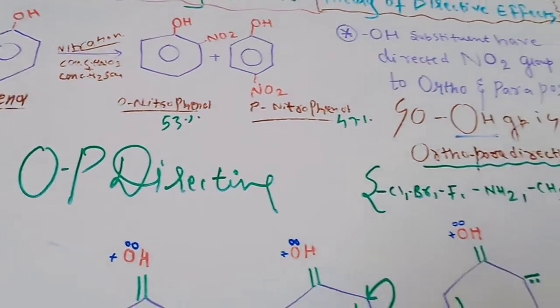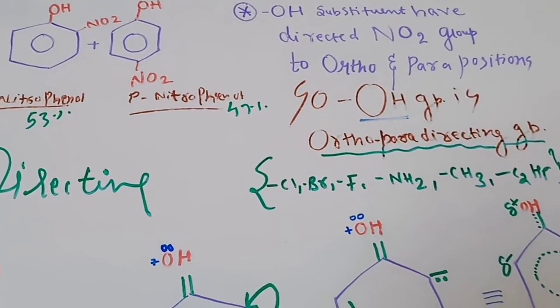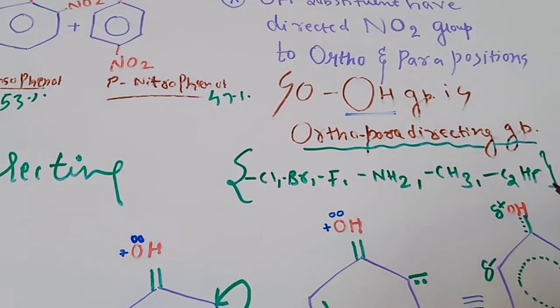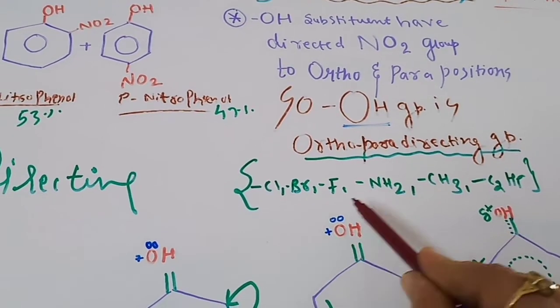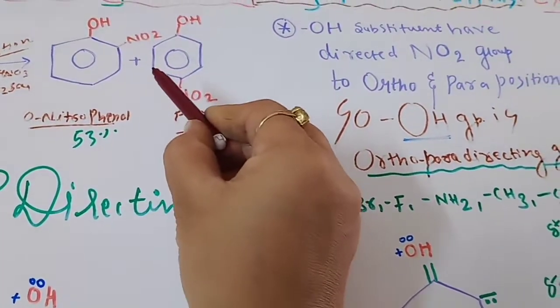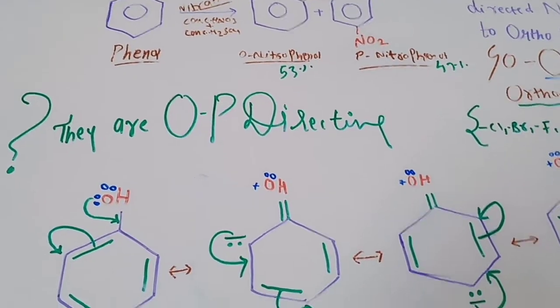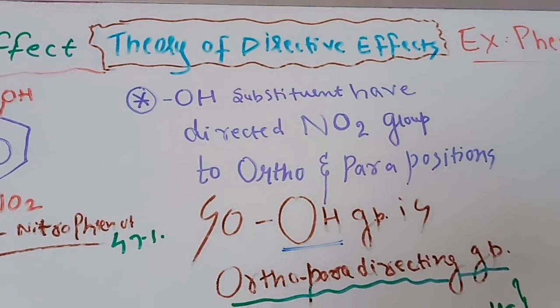Now we have seen examples of ortho-para directing groups like chlorine, fluorine, amino group, alkyl group, ethyl group, etc. All these groups will direct the incoming substituent to the ortho and the para position. But why are these groups ortho and para directing? Now we will study the theory of the directive effects.